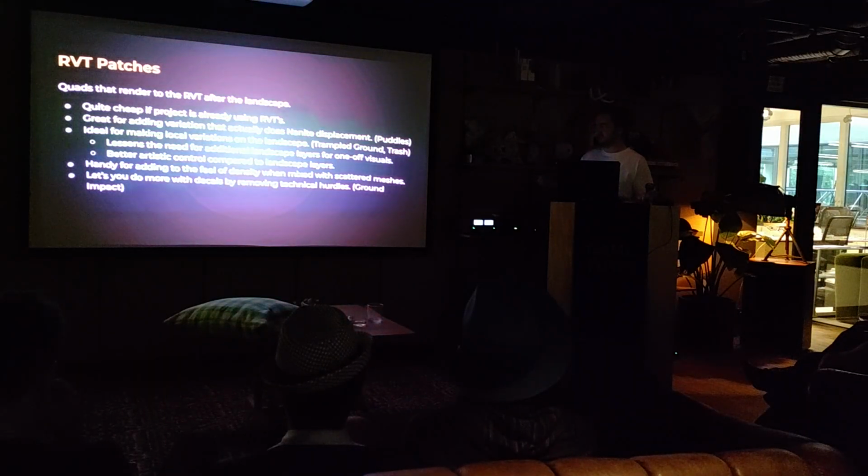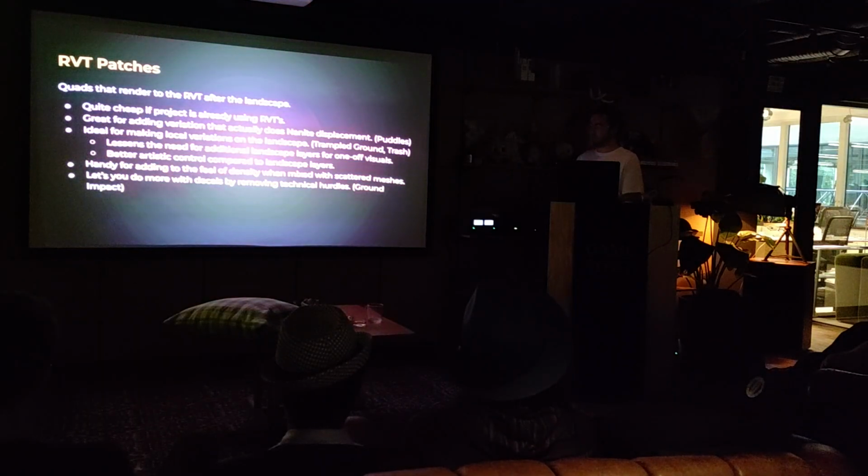It's great for adding variation that does actual nanite displacements, where if you use a decal to place a puddle, that decal and the displacement will not work too well. Then it almost will be borked, and you might see like phantom shadows and stuff. It's very ideal for making very local variations. You have a 2-kilometer map and you just want to put a trash pile somewhere on the edge of the map. In that case, you really don't need to spend one more landscape layer.